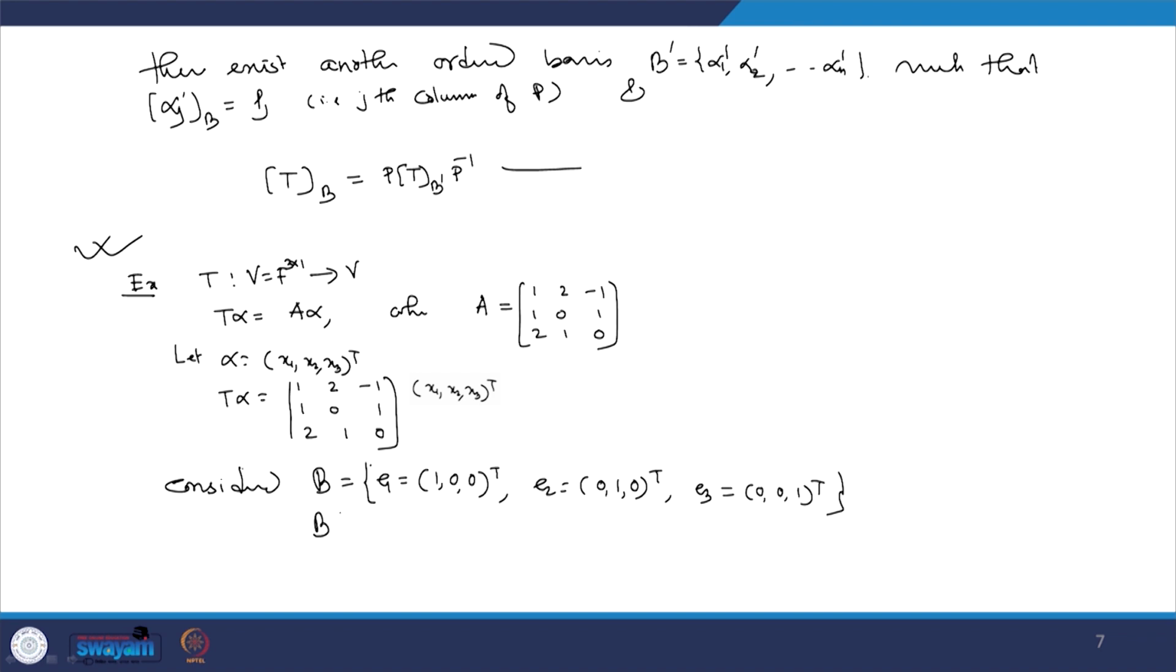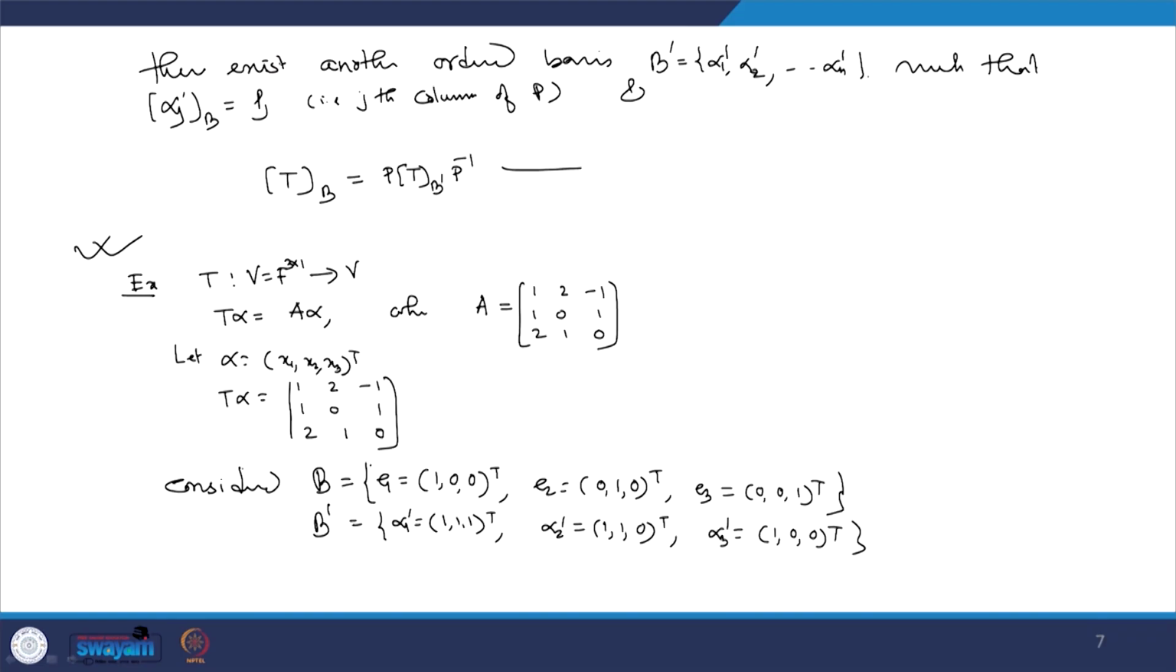And another one, say B prime, is equal to alpha 1 prime, which is equal to 1, 1, 1 transpose, and alpha 2 prime is equal to 1, 1, 0 transpose, alpha 3 prime is equal to 1, 0, 0 transpose. So, we can immediately check that B and B prime are ordered bases for the space F 3 cross 1. That we can check, it is not a difficult task. Now, let us see the matrix representation of T related to ordered basis B and the matrix representation of T related to ordered basis B prime.